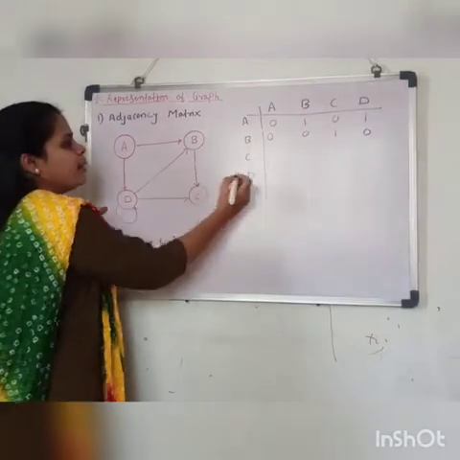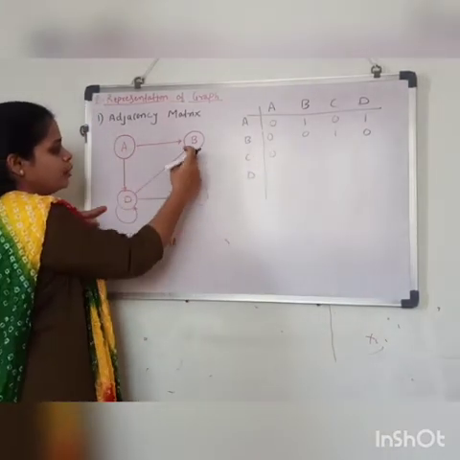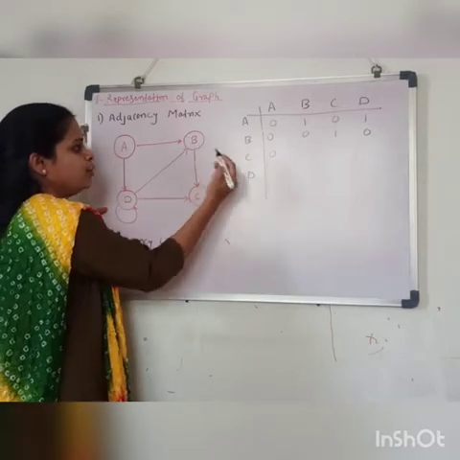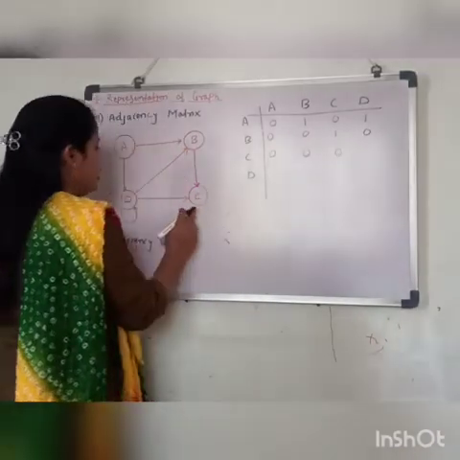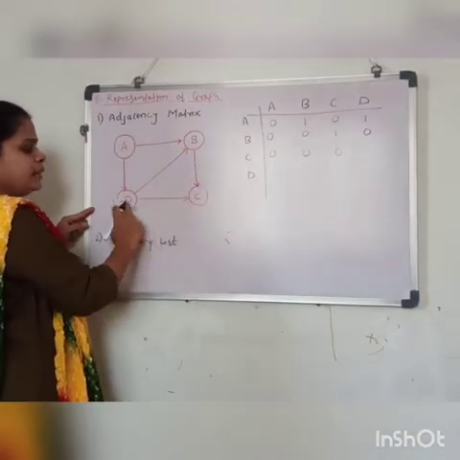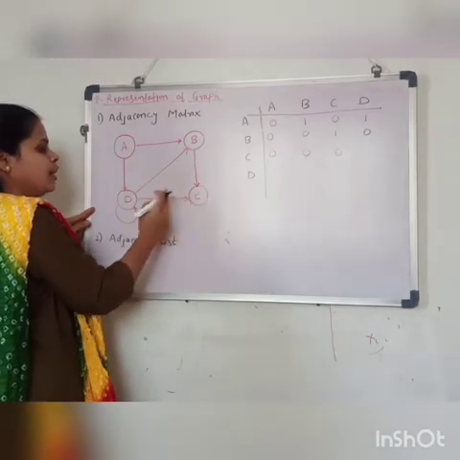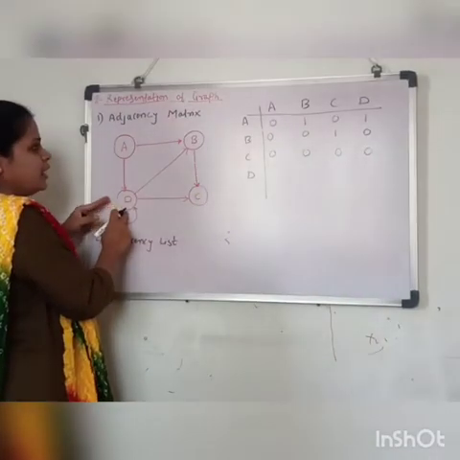Check for C to A. No link. Check for C to B. No, there is no link because the direction is B to C. It's not C to B. So write down 0. C to C, 0. C to D. There is an edge present, but its direction is D to C. It's not C to D. So write down 0. Check for vertex D.